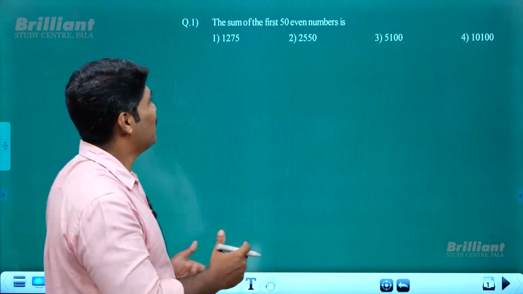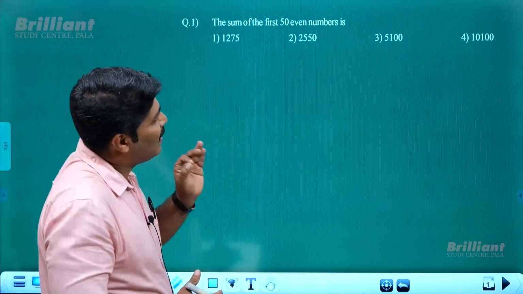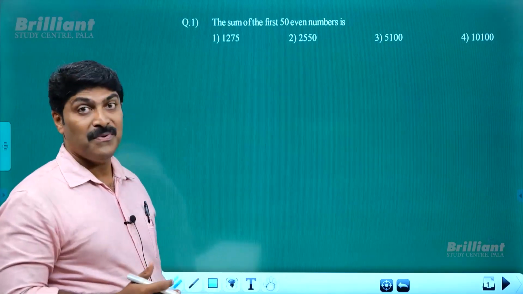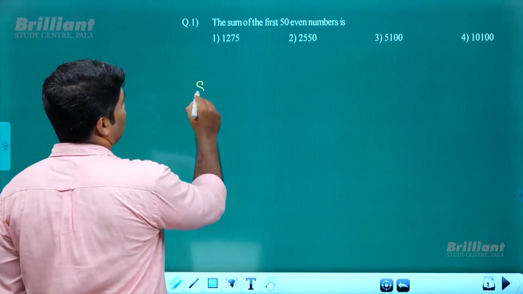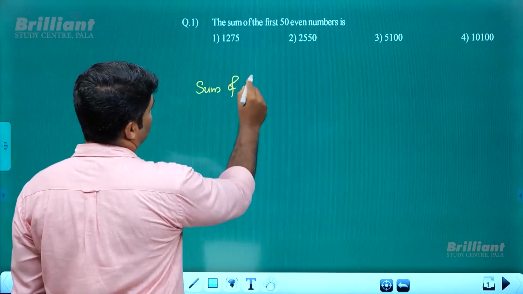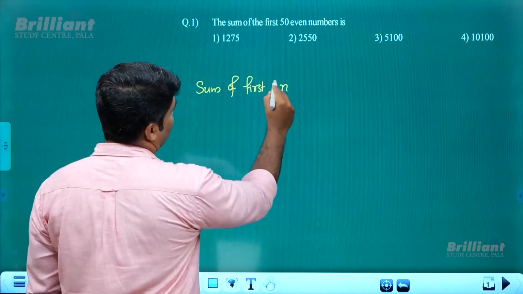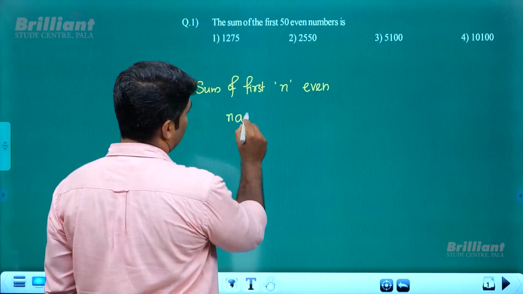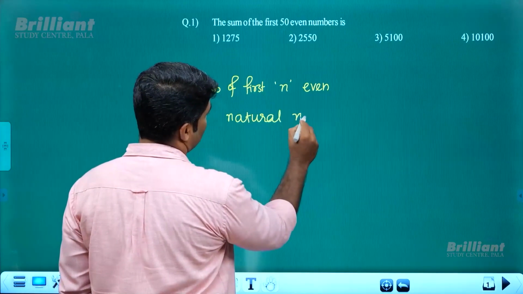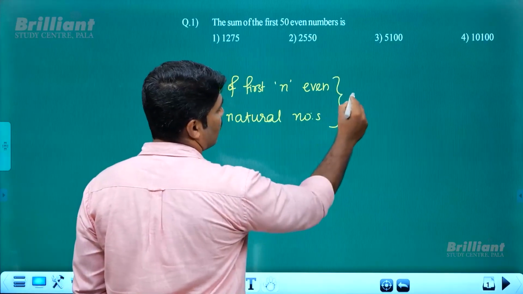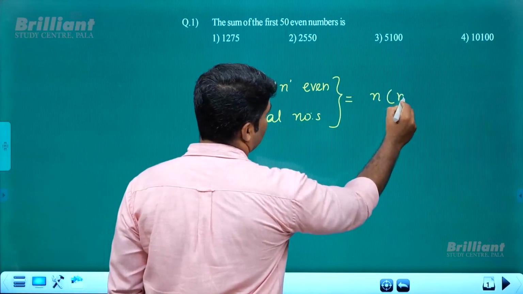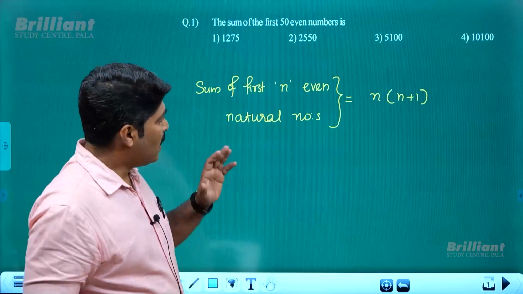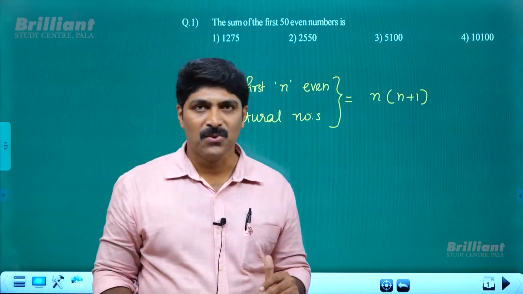Here we can consider our first question, the sum of the first 50 even natural numbers. So just recall the result to find the sum of the first n even natural numbers. So what's the result here? That is simply n into n plus 1. This is the result for finding the sum of the first n even natural numbers.